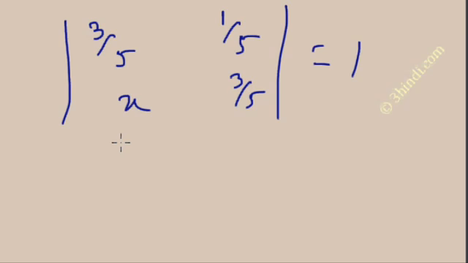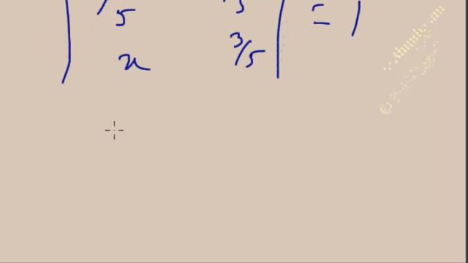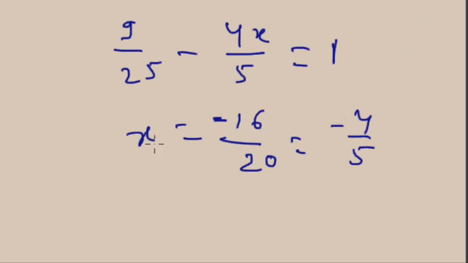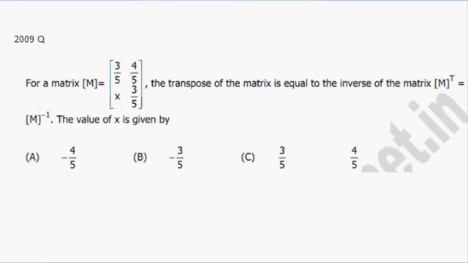And solve the determinant for values of x. So this is the equation: determinant value is equal to 1. That means 9 by 25 minus 4x by 5 is equal to 1. x will be equal to minus 16 by 20, which is minus 4 by 5. So minus 4 by 5, so A is the correct answer.